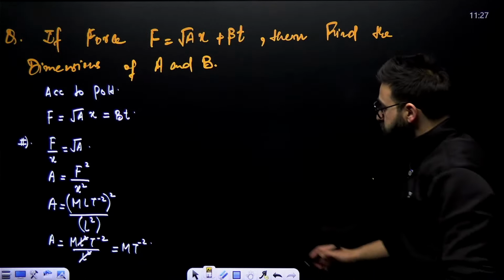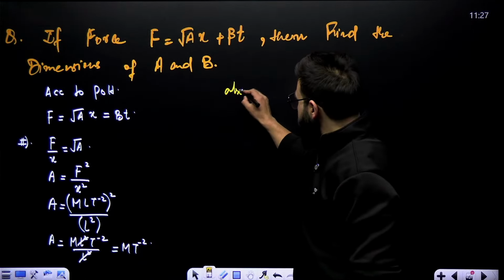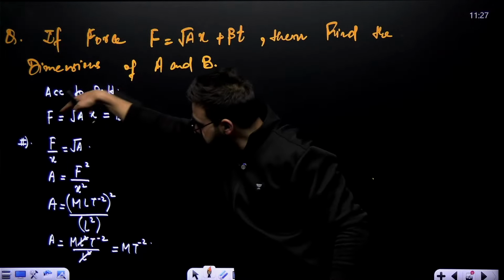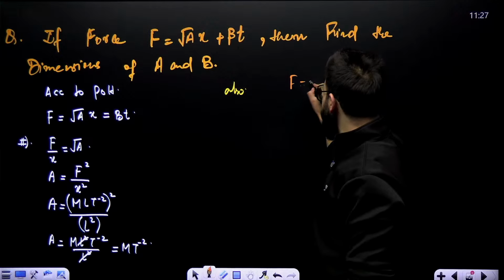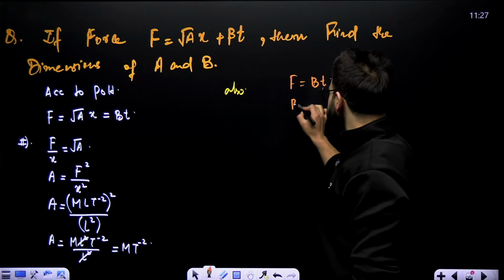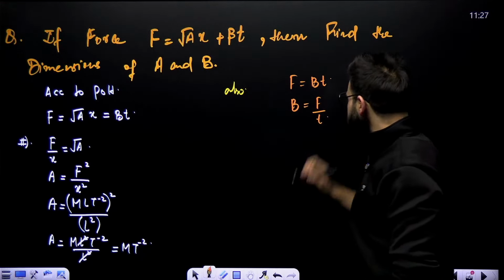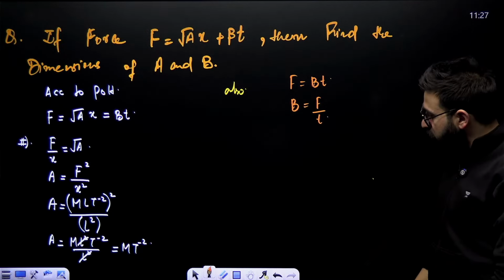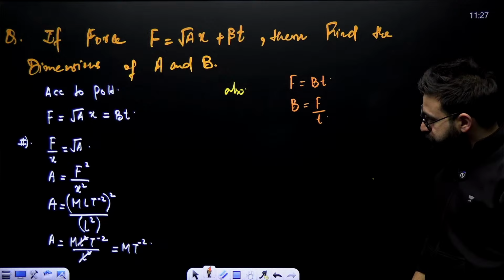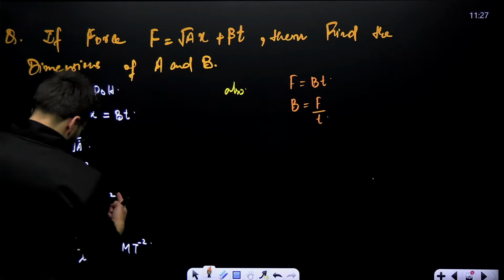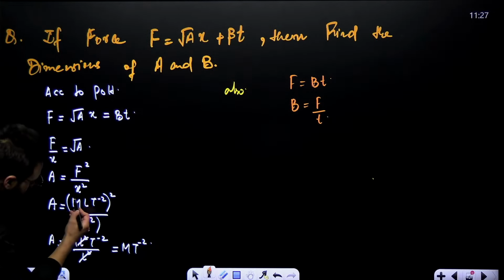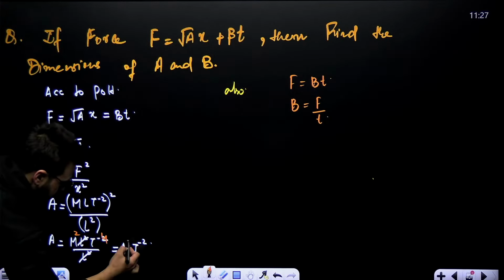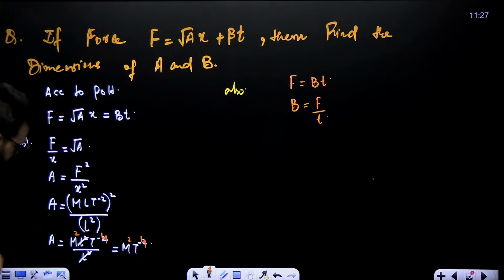Similarly, can I not also say F is equal to B into T. So B will be equal to F divided by T. And what is the dimensional formula in this particular case? Oh, this is square. Just a second. This is square for this also. 2 into minus 2 is minus 4. So it will become M square T raised power minus 4. Please correct it, guys.